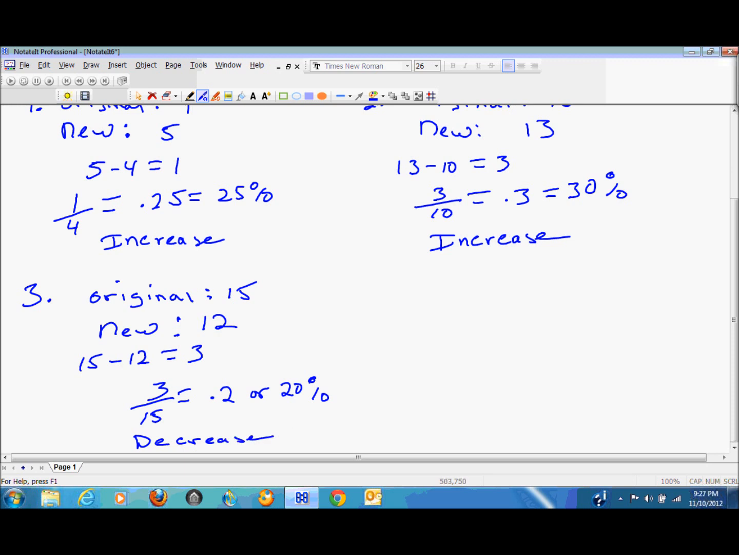Okay, let's take a look at one more, and I think I'm going to pick one. Hopefully I can pick one. Yeah, let's do original is 30 and new is 18. So here we'll have 30 minus 18, which is going to equal 12, and our ratio will be 12 over 30.